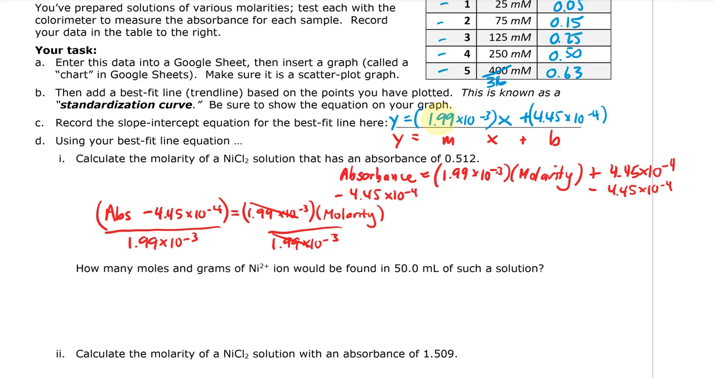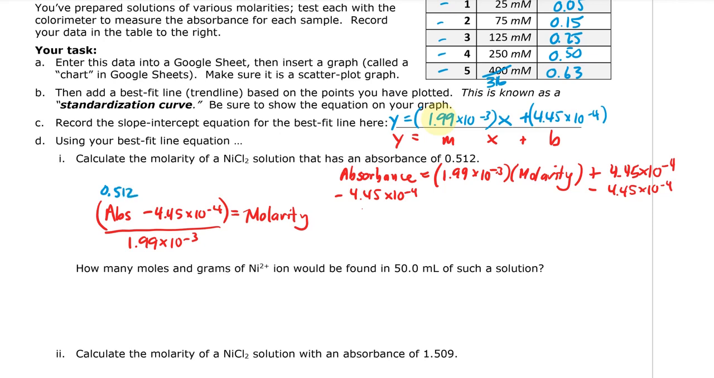Hopefully that makes sense as far as me rearranging the equation. I'm just going to clean that up and cancel those out so that I've got a tidier equation here, and then we can go to work and finish it. Let's put molarity in here. That's all that's left on this side after that stuff cancels out. And now we can go ahead and solve. It says calculate the molarity if the absorbance is 0.512. So we're going to plug in 0.512 right there.